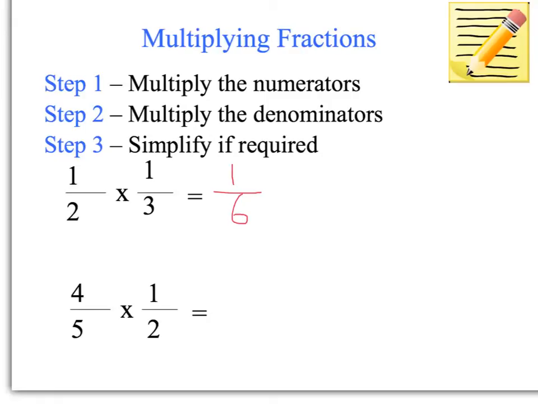Alright, this second one, 4 times 1 is 4. 5 times 2 is 10. Now, these are both even numbers, so we do need to simplify this fraction. So when we simplify, we do the same to the top as we do to the bottom, so they both have to have a common factor. So in this case it's 2, so 4 divided by 2 is 2, and 10 divided by 2 is 5. So the simplified fraction would be 2/5.